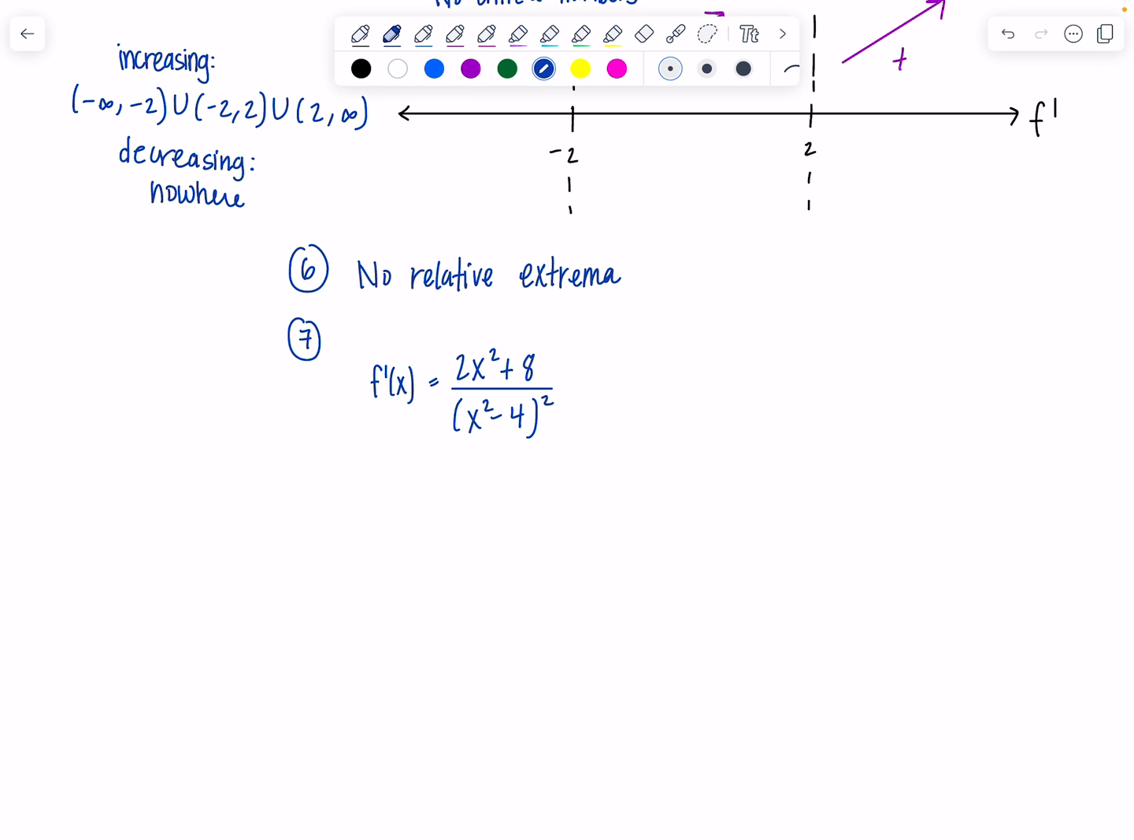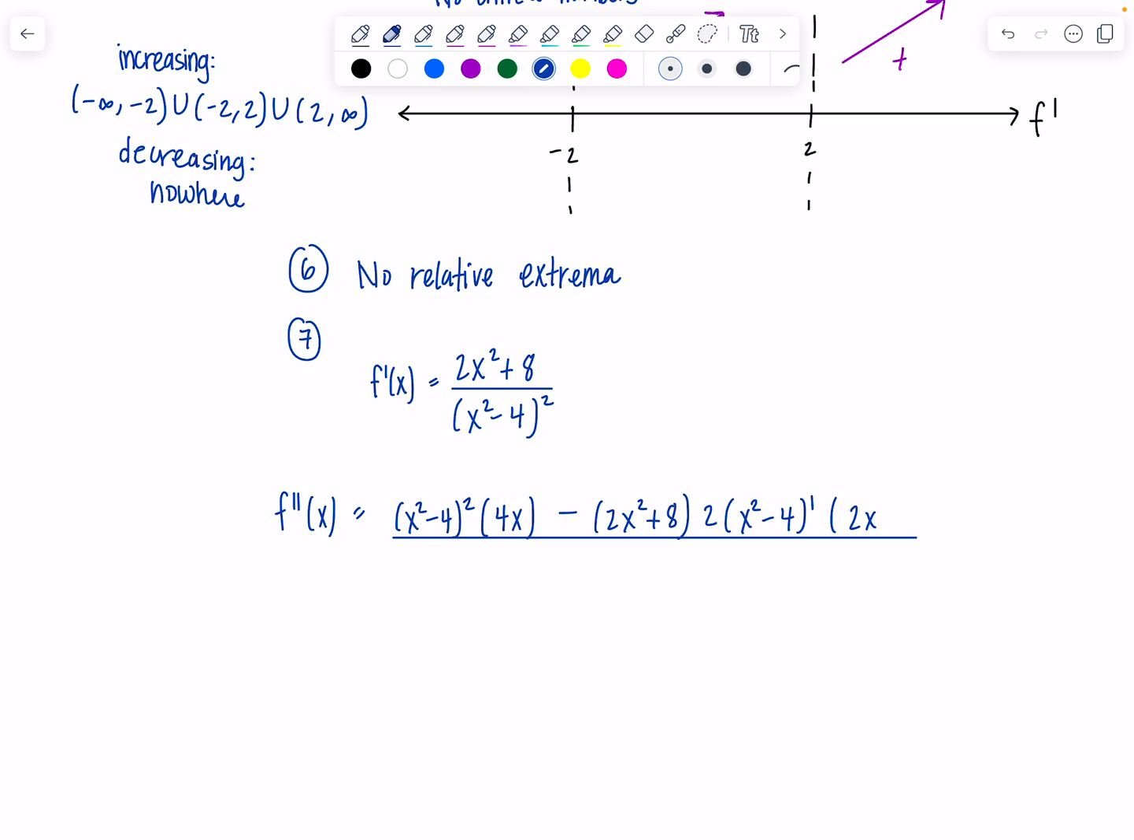Okay, f double prime time. So we've got low, which is the denominator, D high, derivative of the numerator is 4x. Minus high, the numerator, D low, you got to do the chain rule. Please be careful. You bring the 2 down front. You have x squared minus 4 to the first. And then derivative of x squared minus 4 is 2x. Over low, low. X squared minus 4 to the fourth.